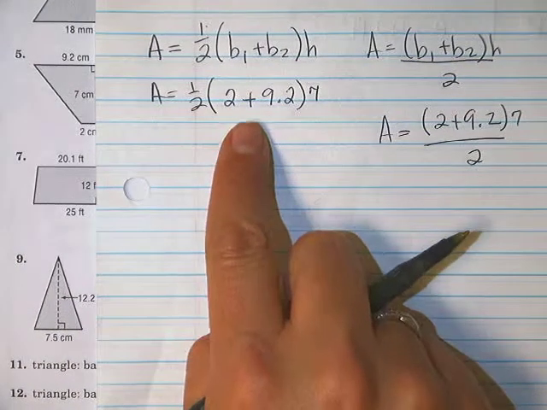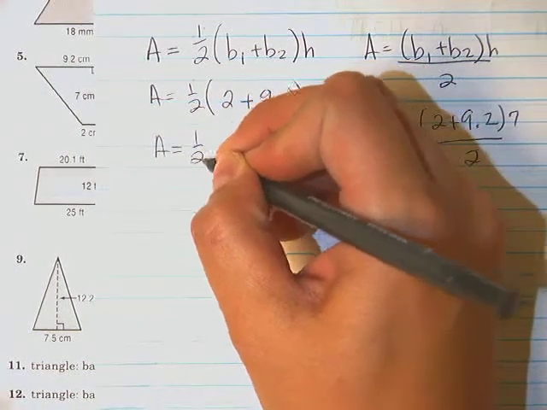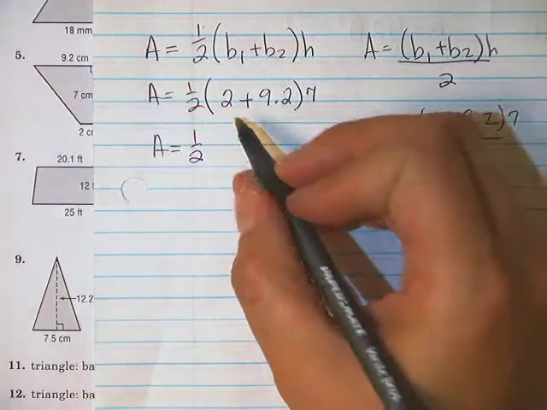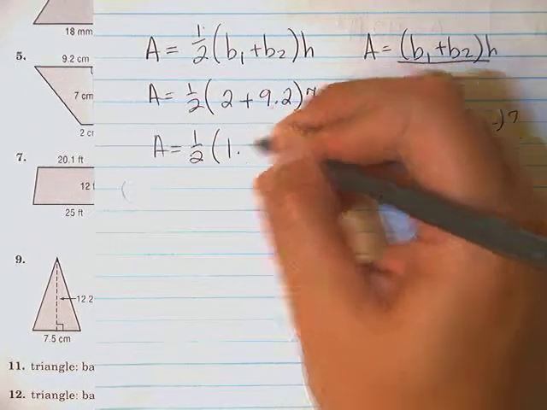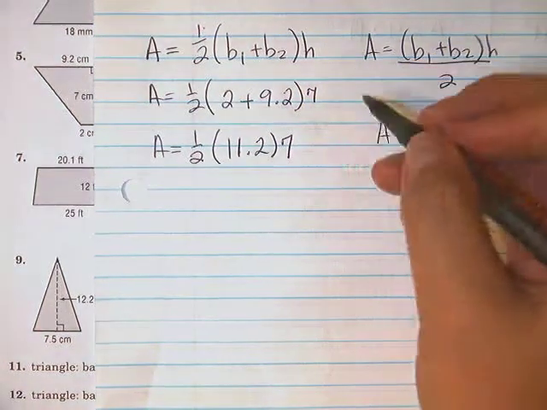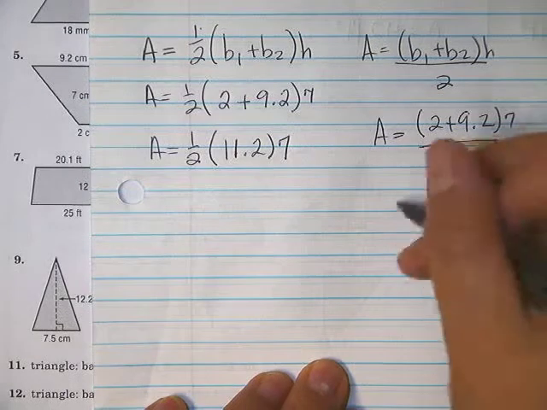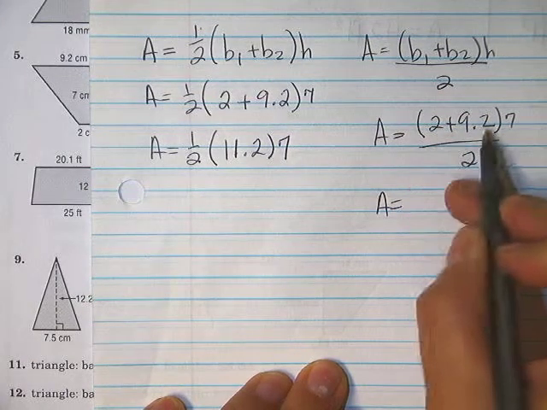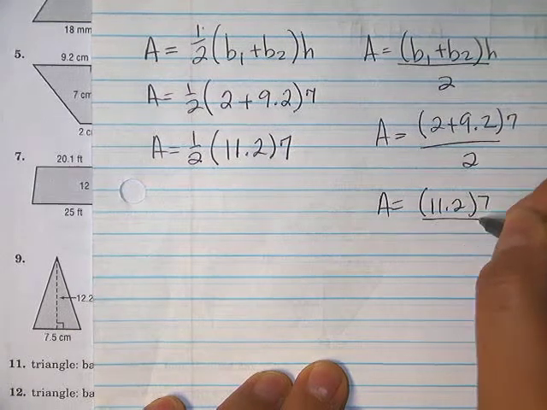We have to add. Parentheses tell me to add first. So I bring down what I don't use. The half has not been used. What's 9 plus 2? 11, so 11.2. 11 and 2/10. Bring down the 7 because I haven't used that yet. I'm going to go ahead and do the same thing over here. Up top it asks me to add. That's going to be 11 and 2/10 times 7.